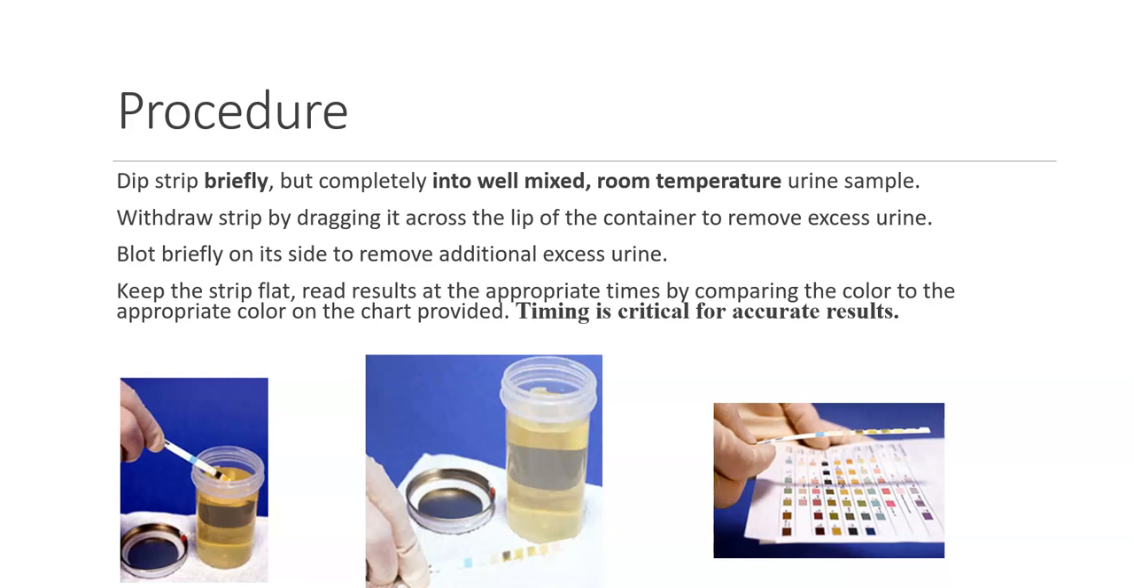Read the results at the appropriate times by comparing the color to the appropriate color on the chart provided. Timing is critical for accurate results. Another thing to mention is to hold the strip above the container. Don't get urine on the container. That's really gross. So you want to either have a card that you can use to compare your colors to, or you use the actual bottle. It does drive you crazy, all these different timings. There's one that's read at 30 seconds, another at a minute. But once you get used to doing this, you're able to keep a mental record of the colors and then record those accurately.